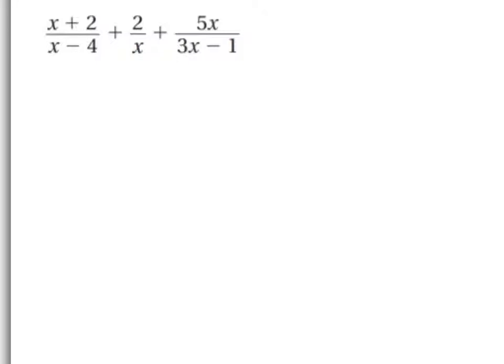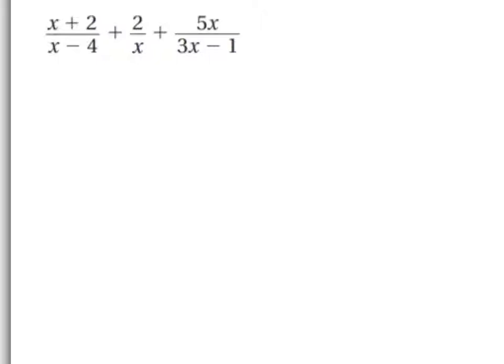Let's try one of the problems with 3 fractions at the bottom of the page. So this is the first one with 3 fractions added together at the bottom of the page there. And in looking at this one, we see obviously 3 fractions, but let's see if we can factor any of our denominators. So our first denominator is x minus 4. Well, there's nothing we can do with that. Our second denominator is x. Nothing we can do with that. And our third denominator is 3x minus 1. Well, that can't be factored either. So they're all already factored.